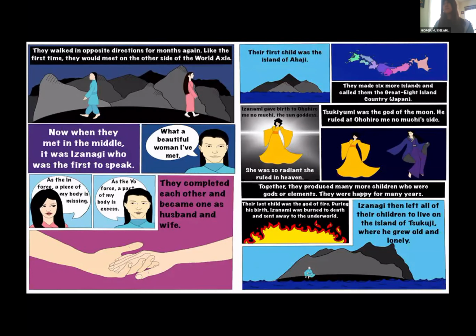Tsukuyomi was the god of the moon. He ruled at Amaterasu's side. Together, they produced many more children who were gods or elements. They were happy for many years. Their last child was the god of fire. During his birth, Izanami was burned to death and sent away to the underworld. Izanagi then left all of their children to live on the island of Tsukushi, where he grew old and lonely.